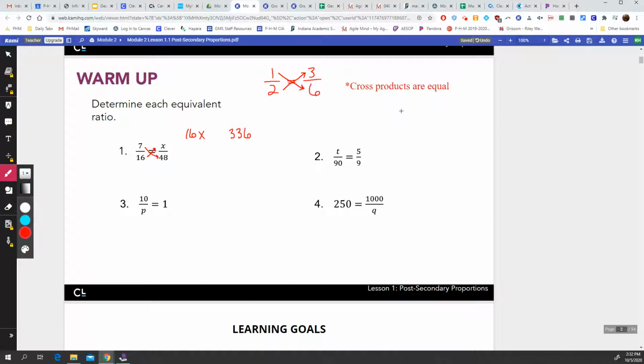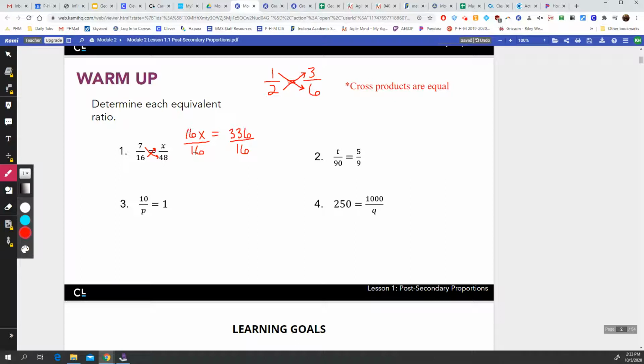And now we're going to use the fact that these cross products are equal to create an equation. And now we build off of what we learned in 7th grade about solving equations. Solving an equation means getting this x by itself in order to determine the value of x. So x is being multiplied by 16. In order to undo that, we do the inverse of multiplication, which is division by 16. And whatever we do to one side of the equation, we have to do to the other.